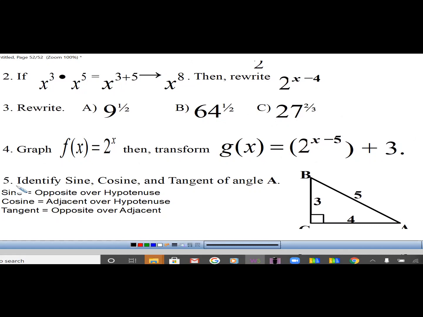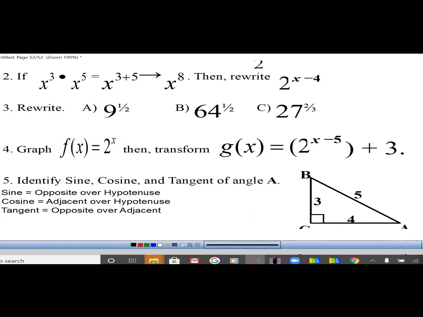We have number 5, identify sine, cosine, and tangent of angle A. And then you are given a right triangle. The 90-degree angle is labeled as C. The other two angles are labeled B and A. The longest side, which is across from the 90 degrees, is labeled 5. The other sides are legs and labeled as 3 and 4.